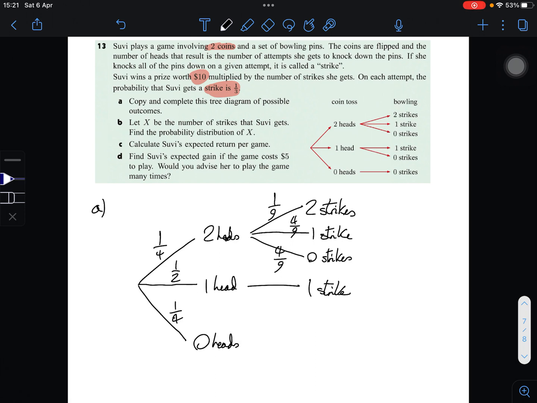A head and then 1 strike. Coin to flips, number of heads resulted. It's the number of attempts she gets. So she's only got 1 attempt, so therefore 1/3 is her 1 attempt. And then 0 strikes.